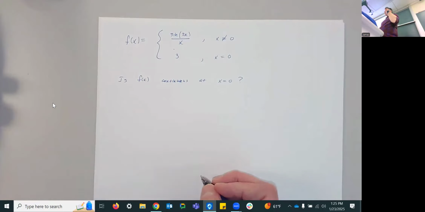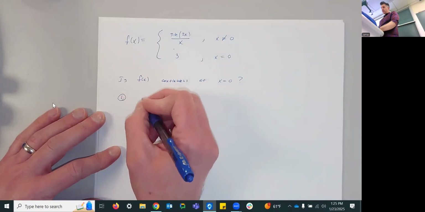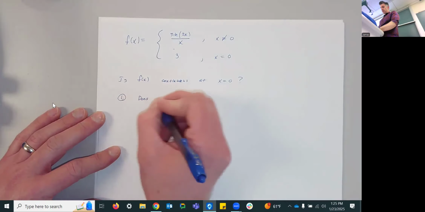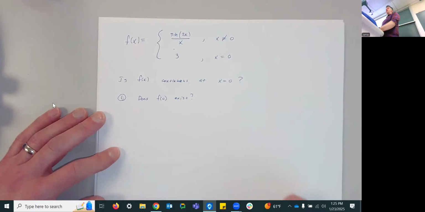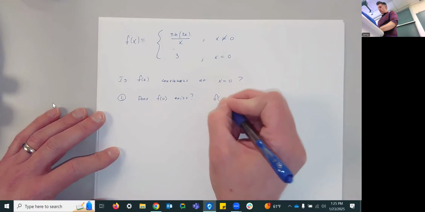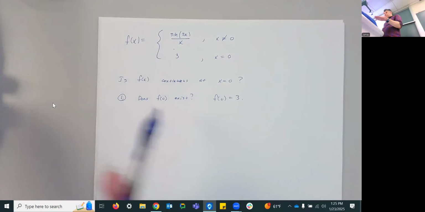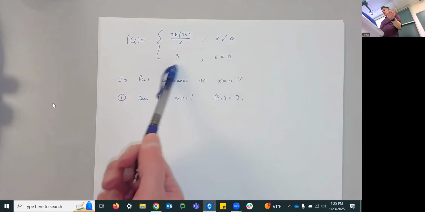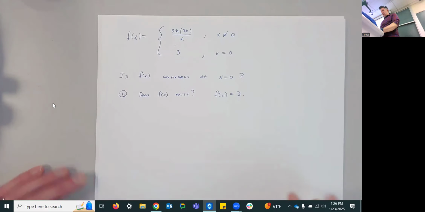So we're going to check three things. First thing, does f of 0 exist? Yeah, it does. f of 0 is equal to 3. There's not really a lot of work to do there. We just look at the piecewise function and say, oh, they said the function was 3 when x was 0, so that's what f of 0 is.